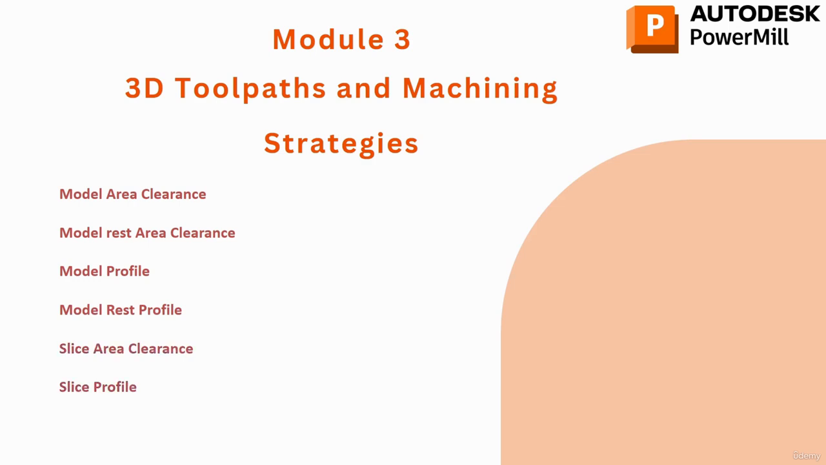All these 6 toolpath machining strategies are for roughing operations, not for finishing operations. So you apply all these 6 toolpaths and machining strategies on a model to create a rough shape of the object using PowerMill software. Let's get started and do the first toolpath strategy, which is named model area clearance.